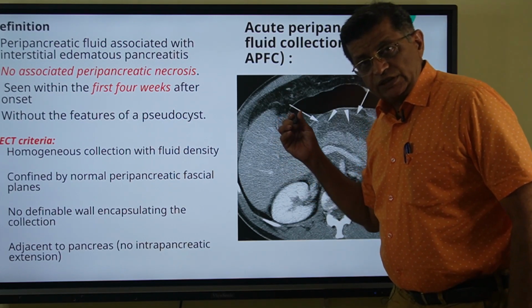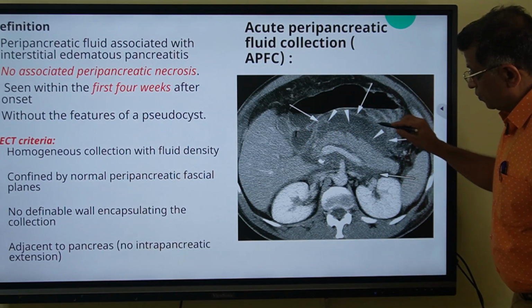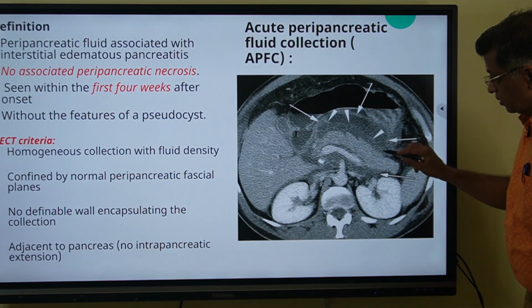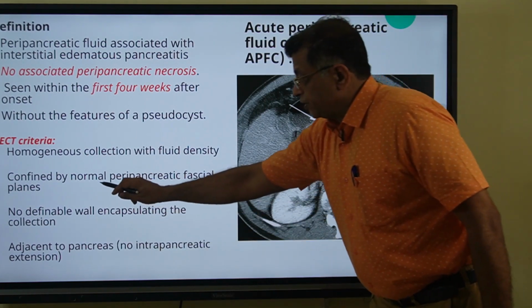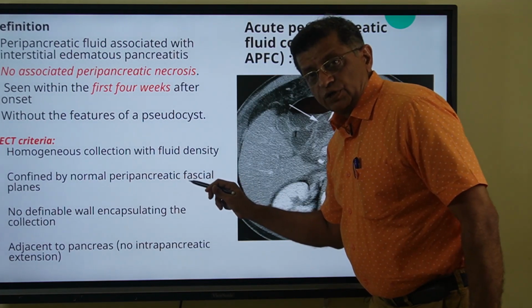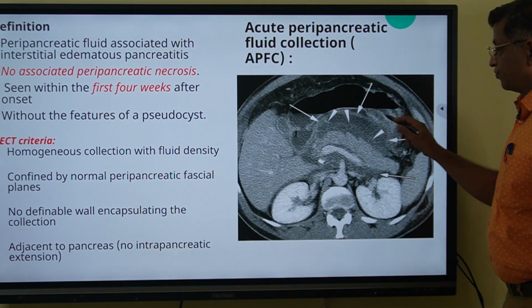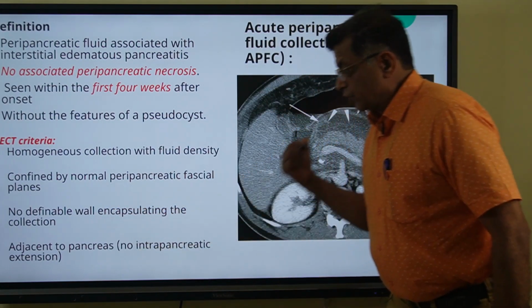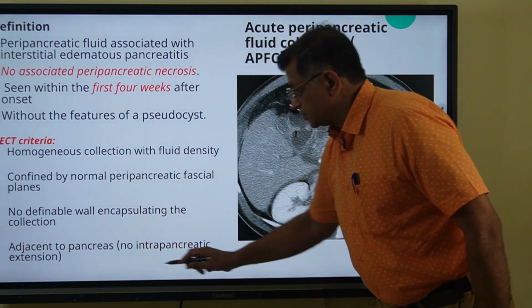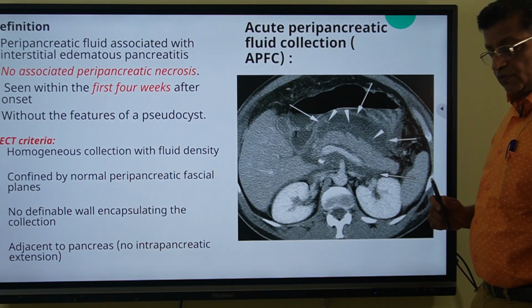What are the CT criteria? How does it look on CT scan? It is a homogeneous collection with fluid density. You can see nice fluid density around a nicely enhancing edematous pancreas. It is confined by normal peripancreatic fascial planes, so you do not see any wall. There is no definable wall, as we have already seen, and it is adjacent to the pancreas. That is, there is no intrapancreatic collection or extension.